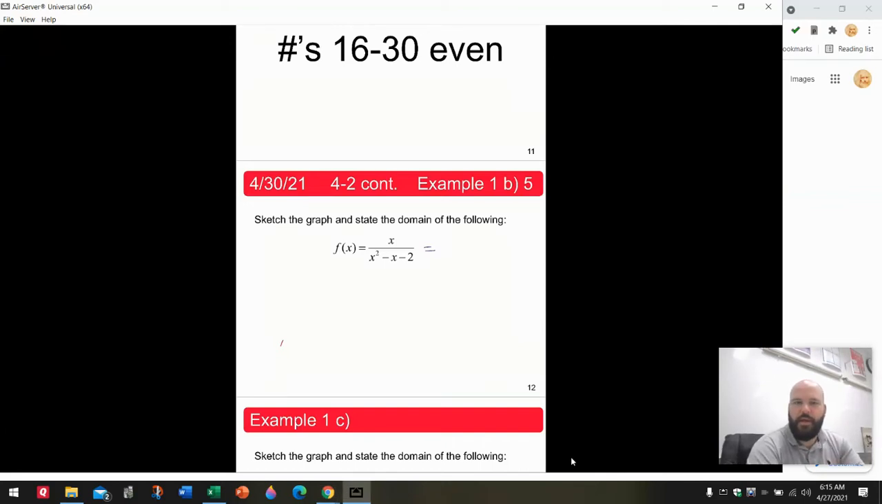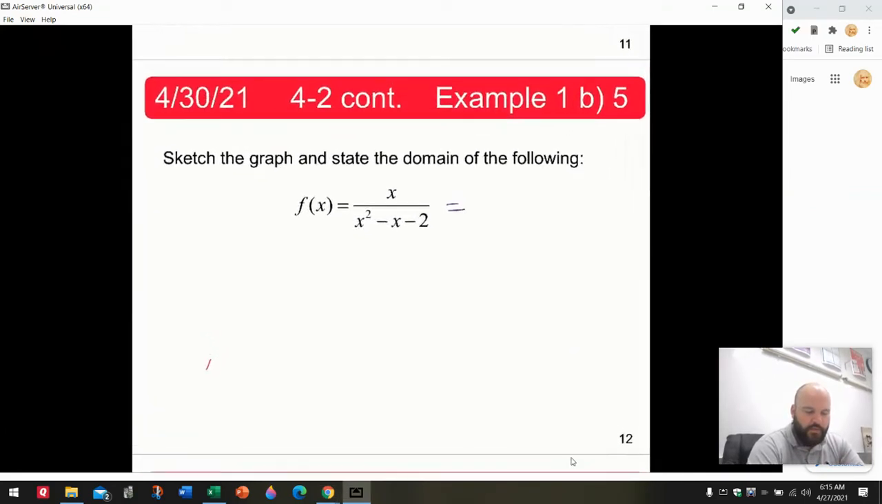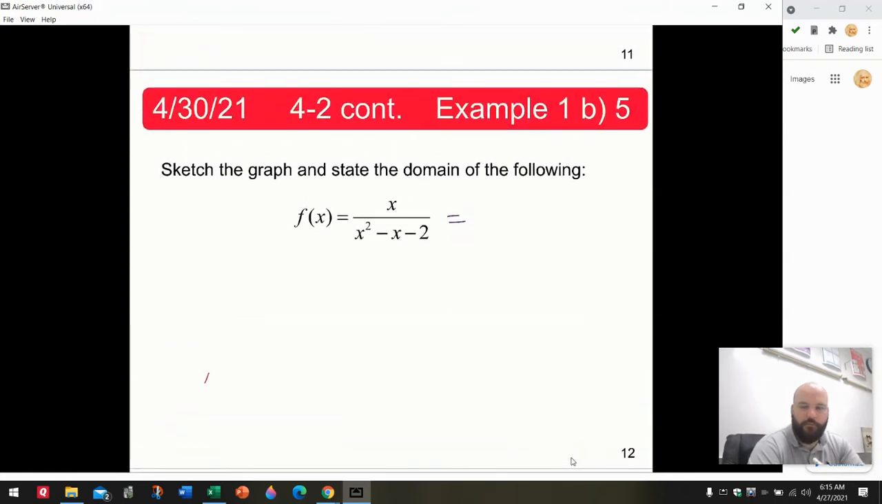All right, hello everybody. So today we're going to continue our discussion in Chapter 4, Section 2, and I'm just going to show you a couple more examples of what we began talking about in the last video, which is how to go about graphing a rational function.